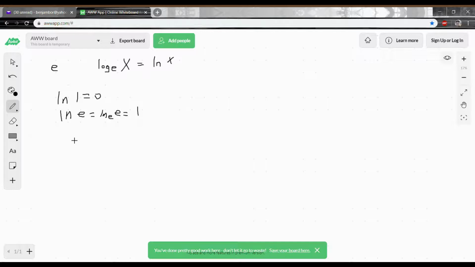And then a rule that I forgot to mention earlier: whenever you have a logarithm of a number that is the same as the base raised to a power, if you evaluate it, you just get the power. And we have that with natural logarithms as well. So like the natural logarithm of e raised to the fourth is just evaluated as 4.